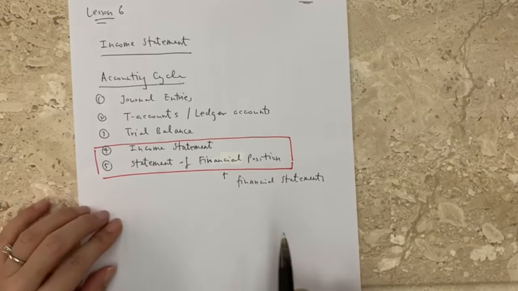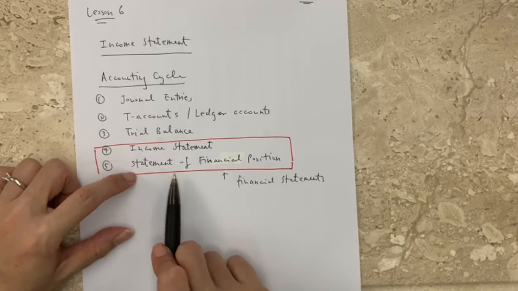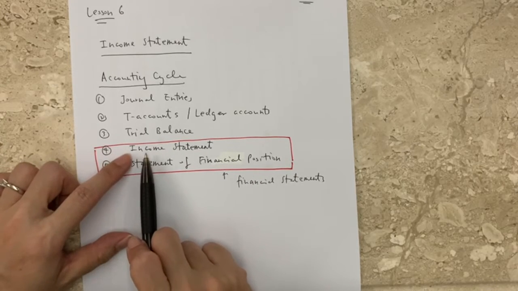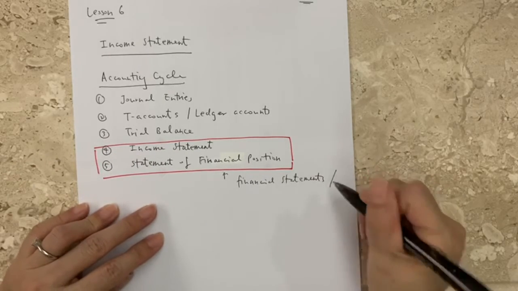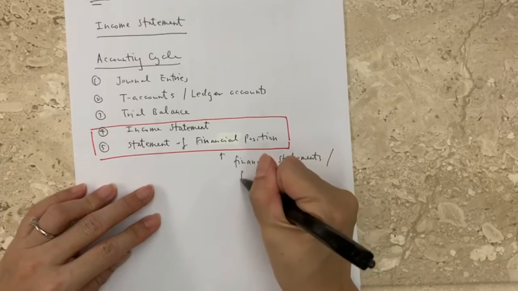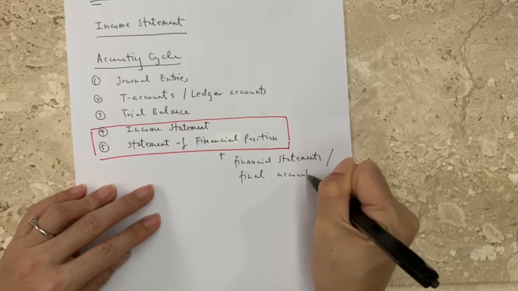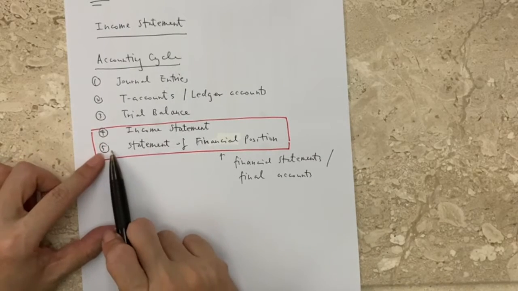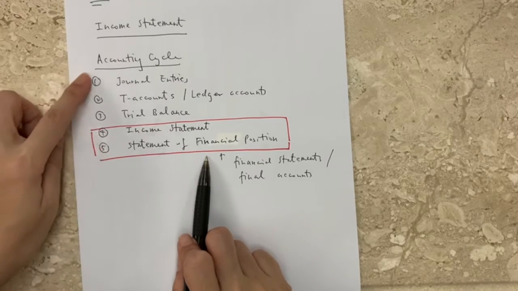So far there are 2 financial statements. One is the income statement, one is the statement of financial position. But in today's lesson, we will focus on income statements. There is also another name for financial statements. We call it final accounts as well, because step 4, the income statements, and step 5, the statement of financial position, are the final steps in the accounting cycle.